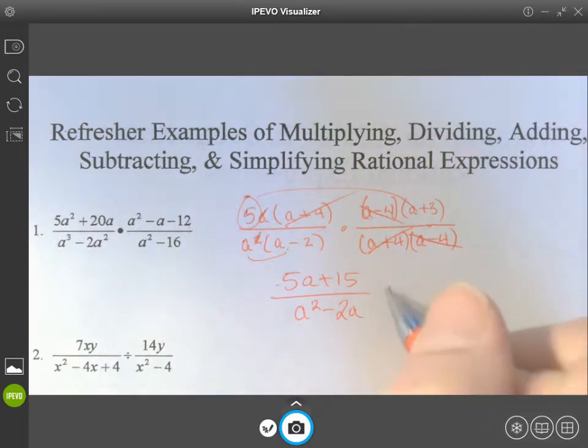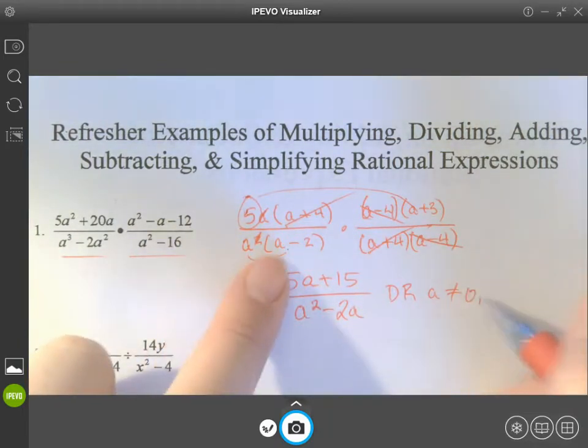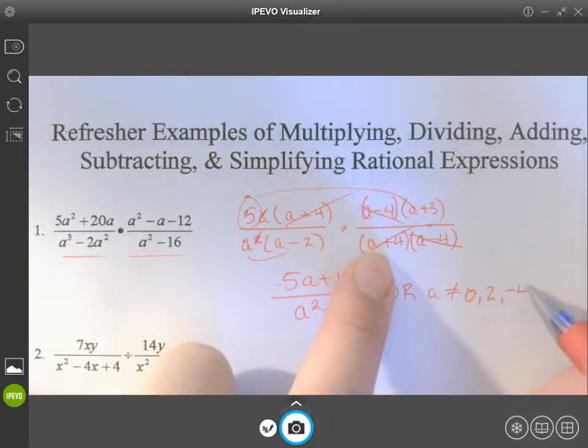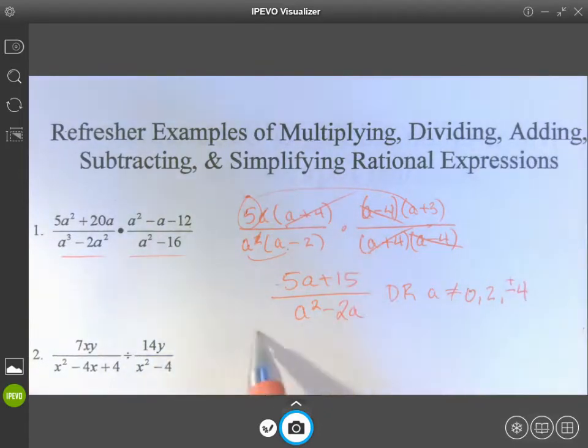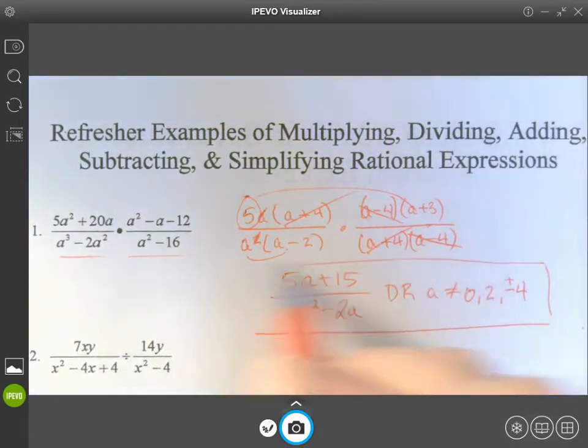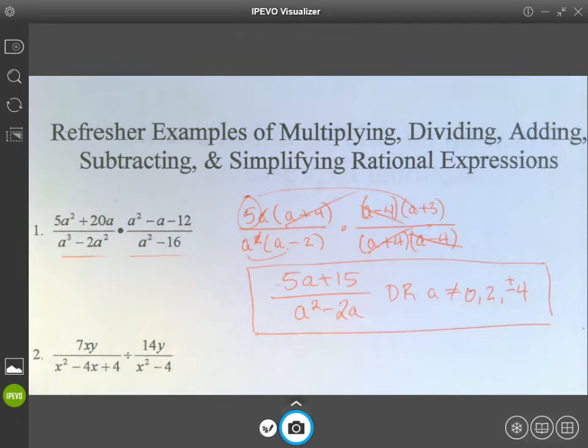This is my answer. What about my domain restrictions? They're only coming from these two denominators. So a can't be 0, 2, negative 4, or positive 4. All right, so there is that.